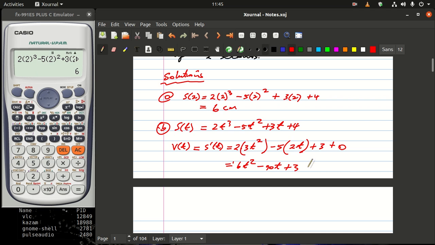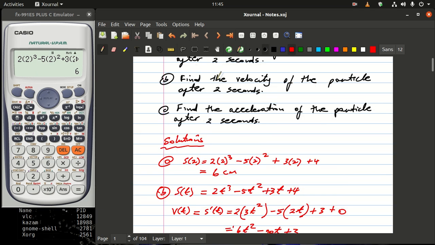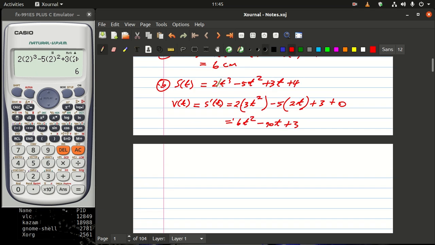But the question did not say differentiate this function. It said find the velocity of the particle after 2 seconds. So the velocity of this particle after 2 seconds is going to be v of 2. So where there is a t, I'm going to plug in 2 seconds. In other words, it is going to be the same as s prime of 2, which is the same as, I'm going to have a 6, and then in the value of t, I'm going to plug in a 2, I square it up, I minus a 10, and then I'm going to plug in a 2 again.